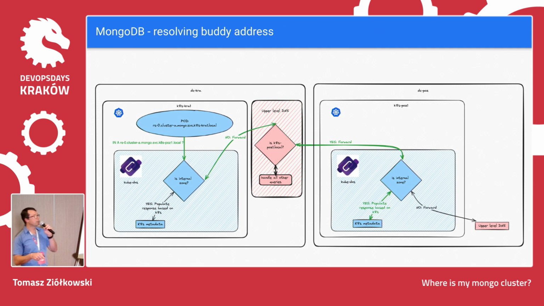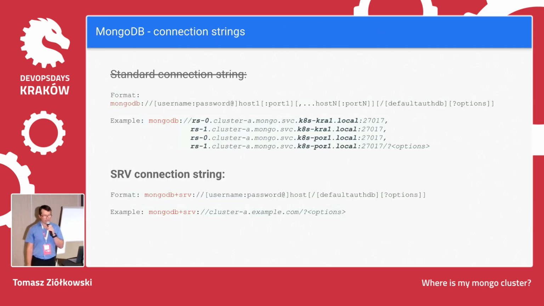And the resolution in Poznań is the same as in Kraków. So now we are able to communicate within a MongoDB cluster that is spanned over Kubernetes clusters. However, that does not solve all problems. We can use these host names in a standard connection string format, and it will work. However, it's not the preferred way to communicate between a microservice or any client and Mongo.